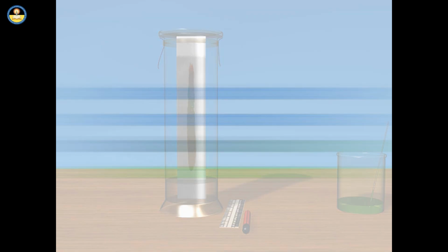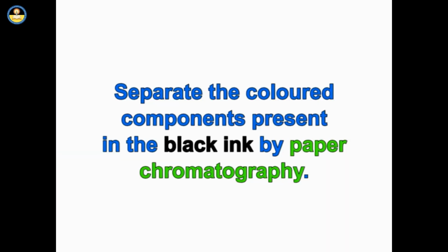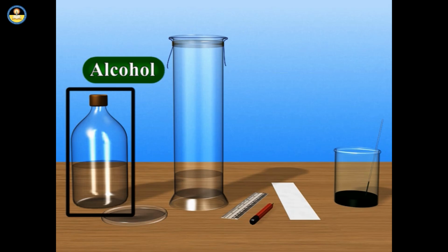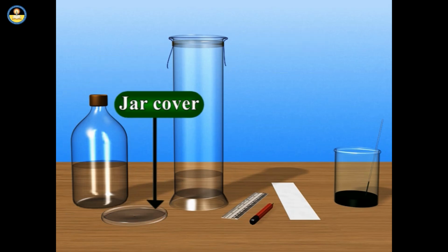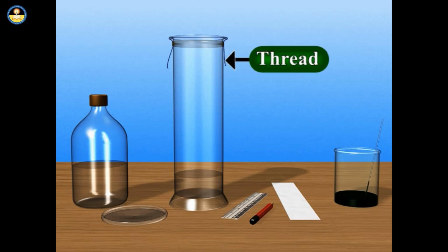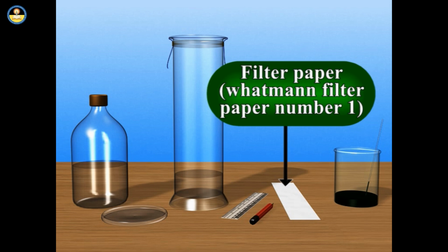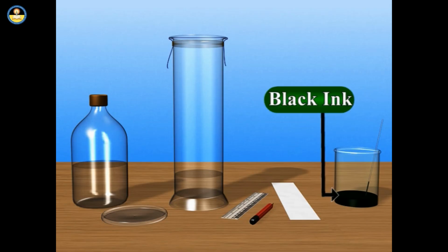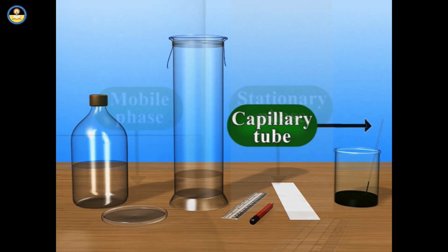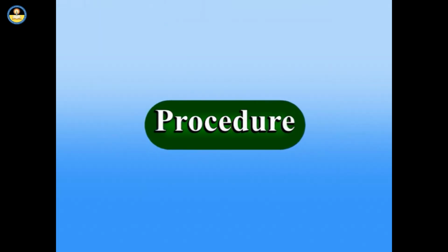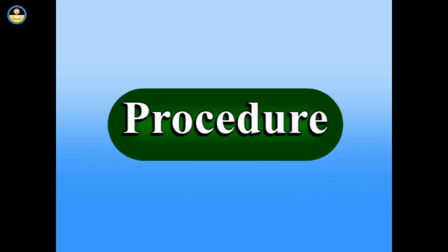We will perform an activity to separate the colored components present in the black ink by paper chromatography. Materials required for the experiment are alcohol, gas jar, jar cover, gas jar saturated with alcohol, sellotape, thread, filter paper, that is Whatman filter paper number 1, scale, pencil, black ink. A fine capillary tube is also needed. There is a stationary phase and a mobile phase. Let us now discuss the procedure of the experiment.